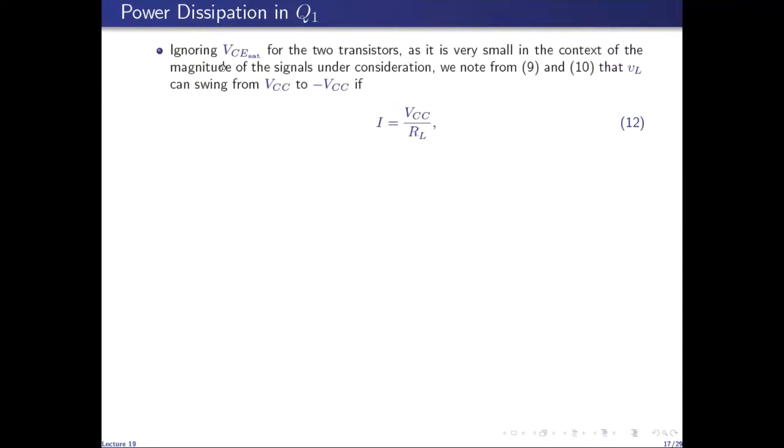So if we ignore VCE sat, because, like I said, it's quite small, especially in the context of large magnitude of the signals under consideration, because the output stage typically deals with large magnitude signals. So in this context, VCE sat is even more insignificant. So if we ignore VCE sat, then from equations 9 and 10, we can see that VL swings from VCC to minus VCC if I is set equal to this value.